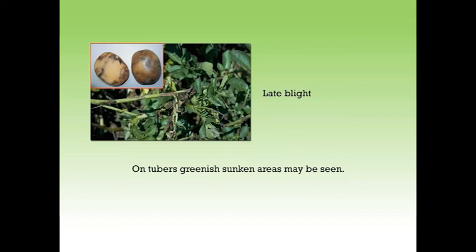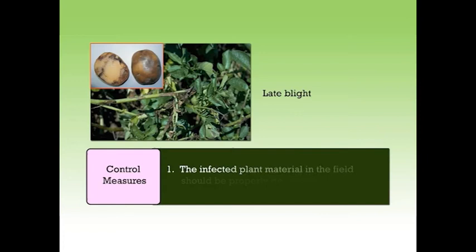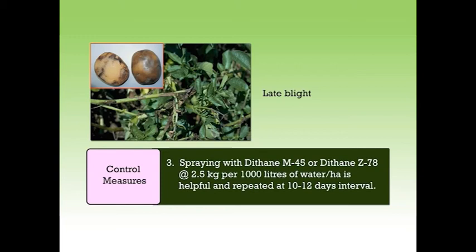Control measures for this disease. The first one is the infected plant materials in the field should be properly destroyed. The second one is resistant varieties like Kufri Jyoti may be used. The third one is spraying with Dithane M45 or Dithane Z78 at the rate of 2.5 kg per 1000 liters of water per hectare. It's helpful and repeated at 10 to 12 days interval.